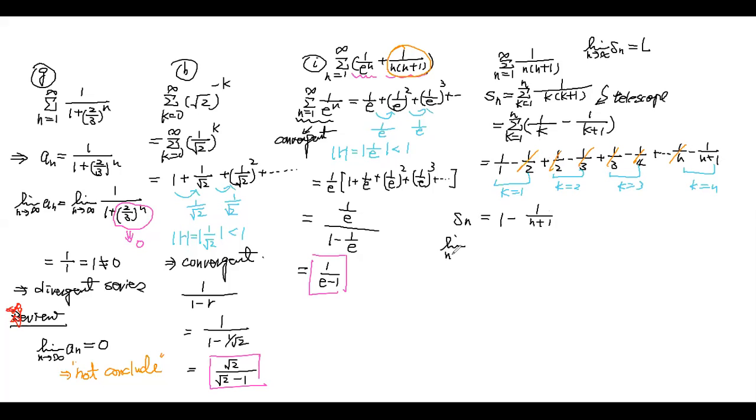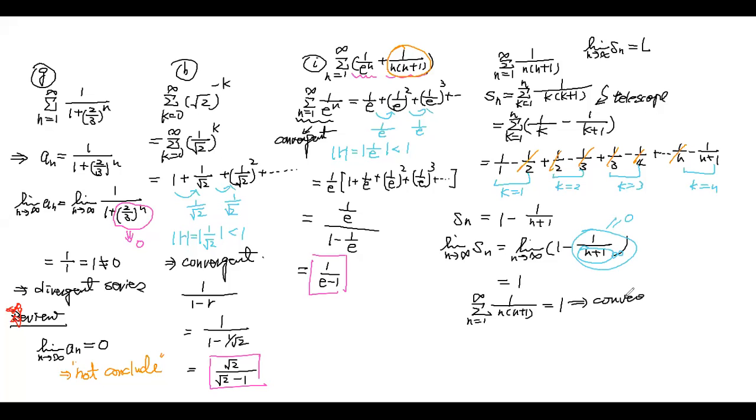So now you let the limit as n approaches infinity of Sn, which is the limit of 1 minus 1/(n+1). When n plus 1 becomes very large, this whole term becomes 0. So that's why the sum becomes 1. So the summation from n equals 1 to infinity of 1/(n(n+1)) is equal to 1. So this is a convergence also, right?